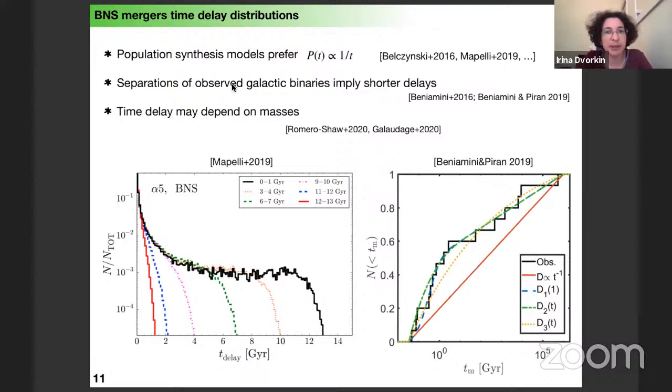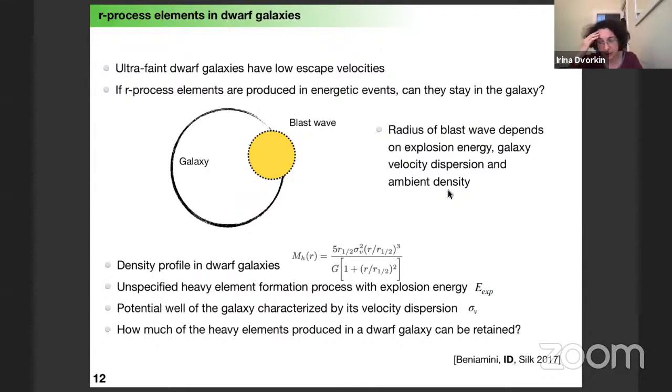Another one is this time delay distribution that I mentioned. These population synthesis models typically predict a distribution of 1/t, like we see here on the left side, so you should look at the black curve. But there are some indications that maybe this is not the exact distribution. On the right, I show a result from Benjamin and Piran, who looked at the distribution of pulsars in the galaxy, and they measured the expected time distributions, and this is the black histogram. And you see that the red curve, which is supposed to be the distribution of 1/t, doesn't really fit the observed distribution. So we still don't really know the exact distribution of time delays.